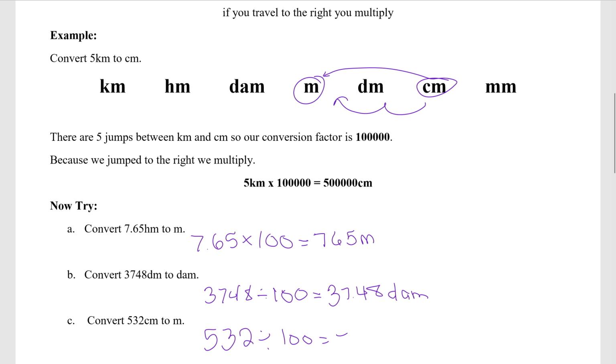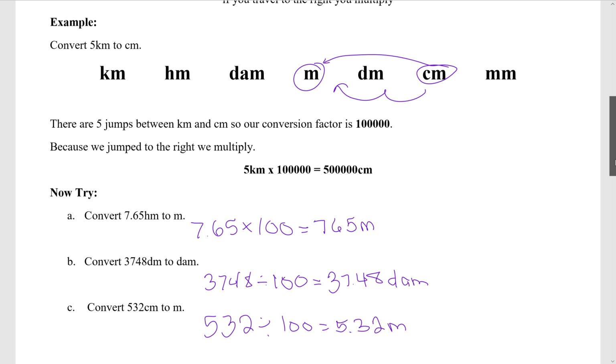532 divided by 100 is 5.32. So that tells me 532 centimeters is equal to 5.32 meters. So that's kind of a shortcut way to do it. You can still convert from any kind of SI unit to another using your conversion ratios that we've been using all along. So we set up our proportion equals our other proportion, and we cross multiply.